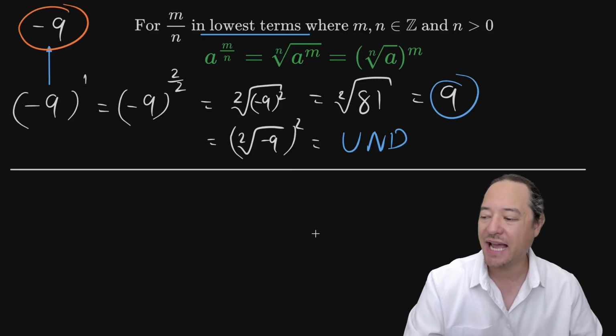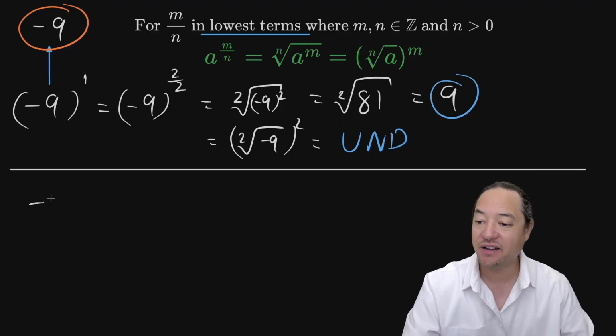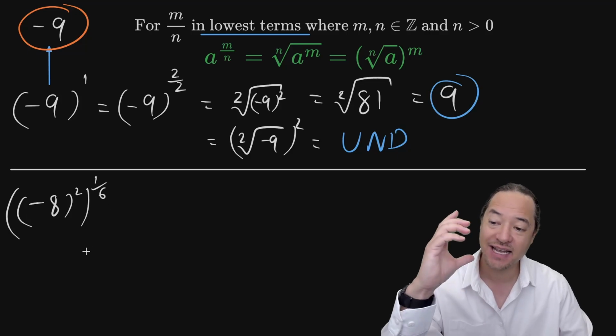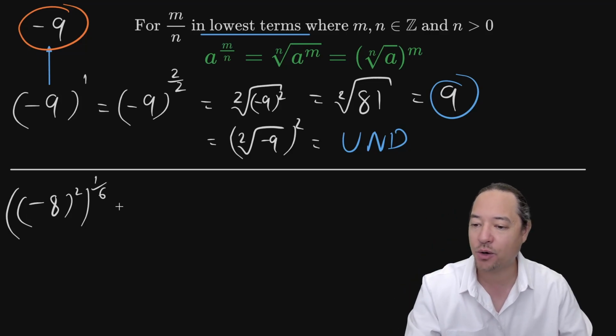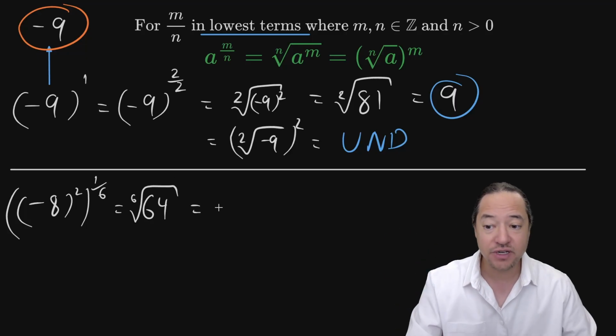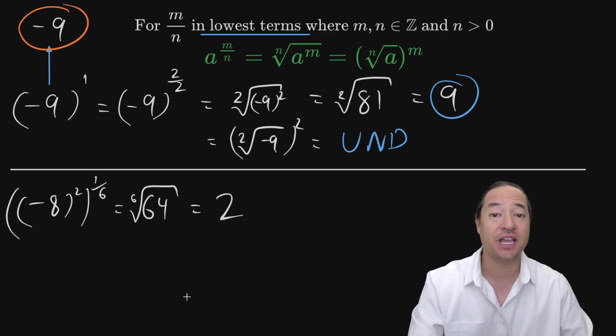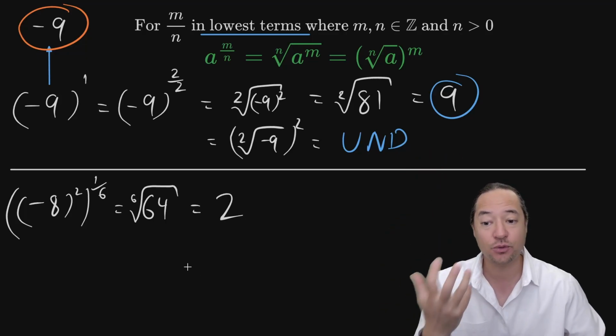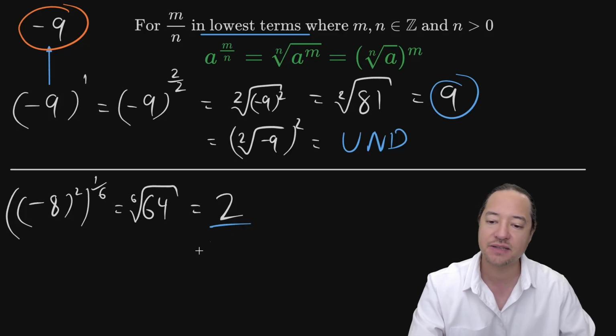All right, what I want to do now is look at another example of a negative base. In this case, let's take negative 8 and we'll square that, and then we're going to raise this to a 1/6 power, okay? So we've got a rational exponent there, a 1/6 power. What do we get? Well, negative 8 squared is going to be 64, and 64 to the 1/6 power, well, that's really the same thing as the 6th root of 64. And if you do the arithmetic, this is going to be 2, okay? Because 2 raised to the 6th power is equal to 64. Okay, perfect. That's what we get here.